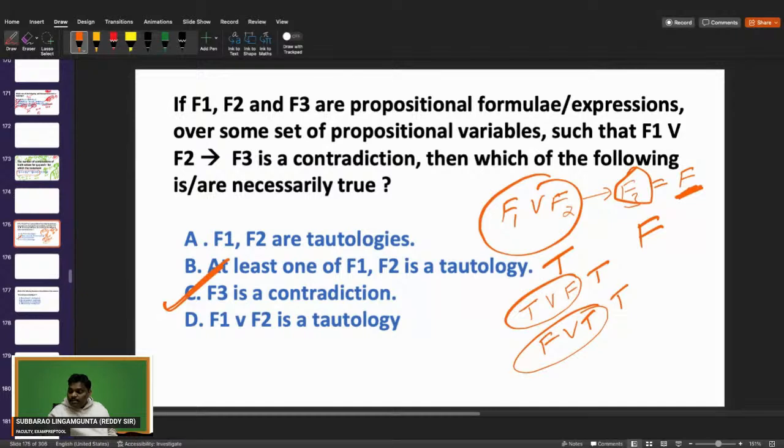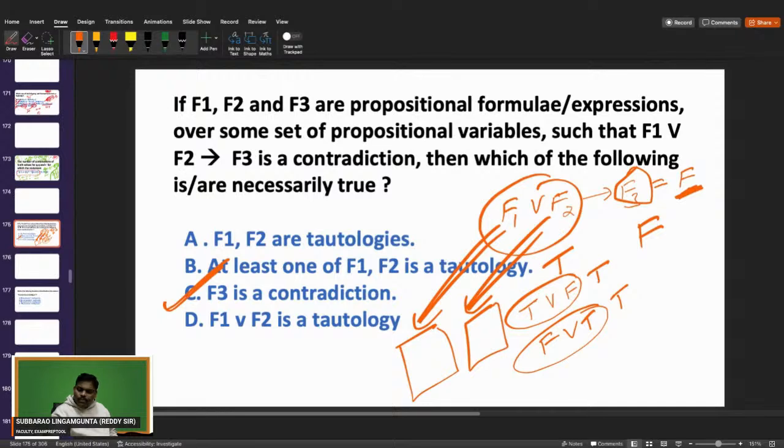F1 formula, let's see this one. F1 formula is not a tautology. Let us assume that this is F1, and this is F2. F1 is a formula, so there are so many possibilities. These are some variables. To these variables, it is F1, it is F2. In between, you are using the OR operator.